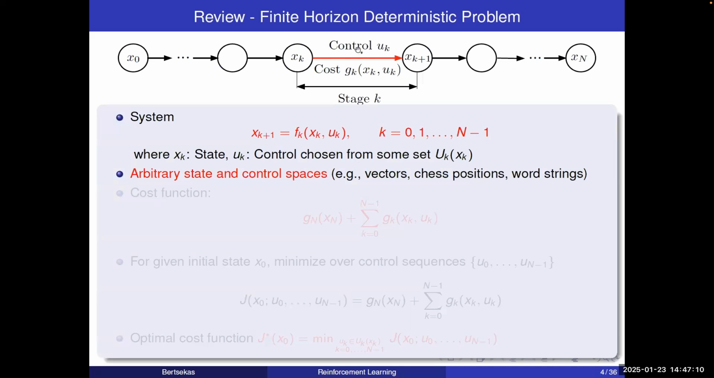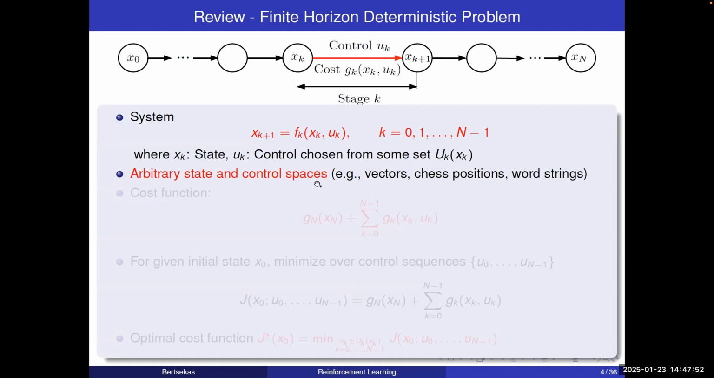Here is the finite horizon deterministic problem that we have considered last time. It involves an evolution of the states of a system over n time periods. xk is the state of the system at time k, and it evolves under the influence of control, which we denote by uk. The next state is given by this formula, some function fk, that given xk and uk produces xk plus 1. This is our model of the system. The control is constrained from within some set.